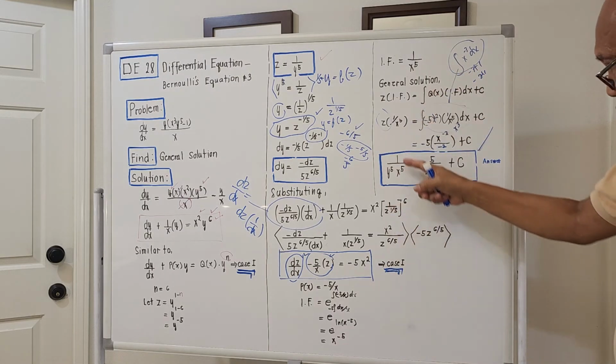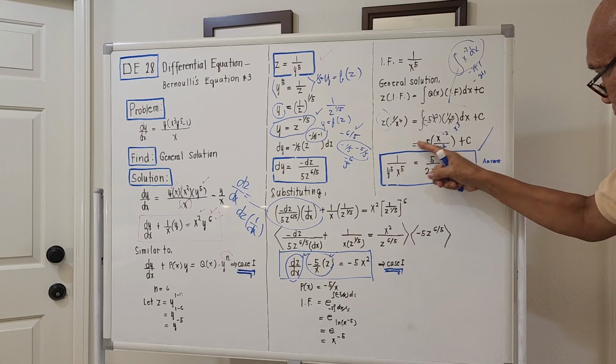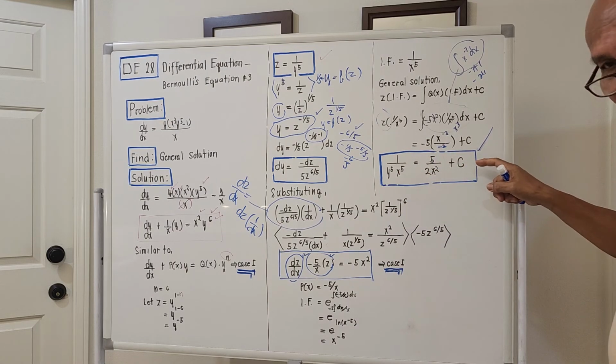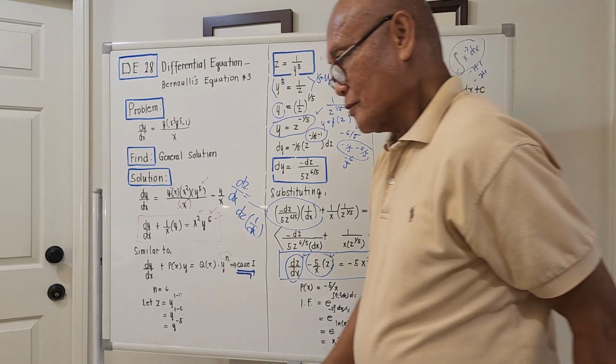So the final answer is 1 over y to the fifth, x to the fifth equal to 5 over 2x squared plus c. That's the general solution.